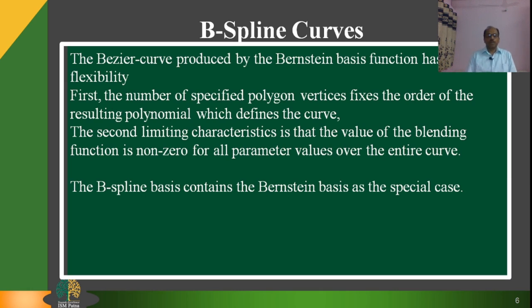B-spline curves. The Bezier curve produced by the Bernstein basis function has limited flexibility. The number of specified polygon vertices fixes the order of the resulting polynomial which defines the curve. The second limiting characteristic is that the value of the blending function is non-zero for all parameter values over the entire curve. The B-spline basis contains the Bernstein basis as a special case. The B-spline basis is non-global.